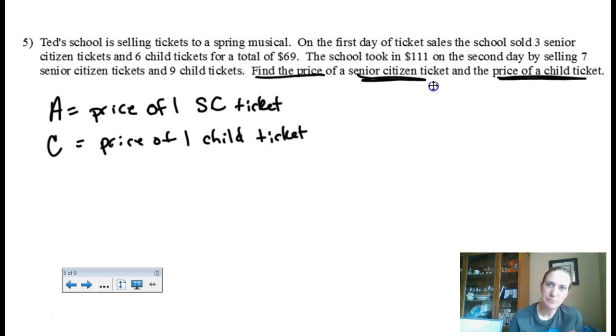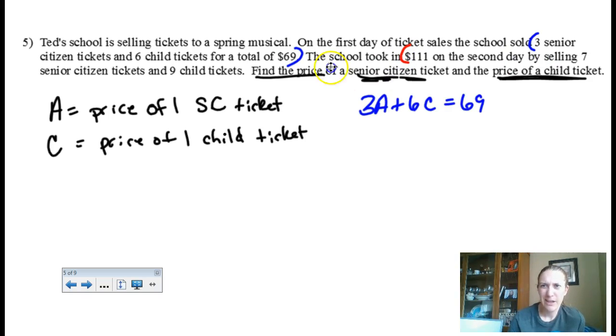All right, so I think each day of sales is what's going to be each equation. So the first day was 3 senior citizens, 6 children's tickets. So 3 senior citizen, 6 children, total of 69. And then 111, so they kind of reversed the order, which was weird, but whatever. 7 senior citizen and 9 children for 111. Okay, so I could totally solve this if I wanted to, promise, but I'm not going to today.